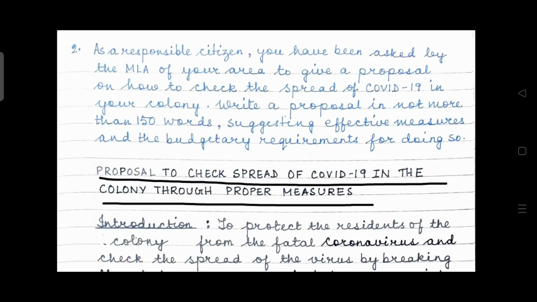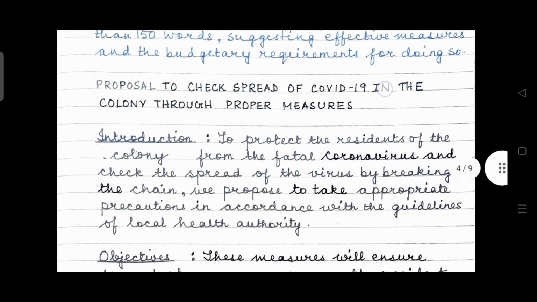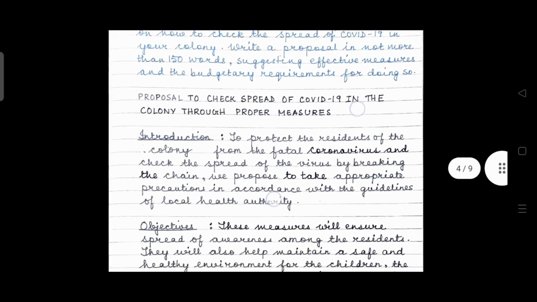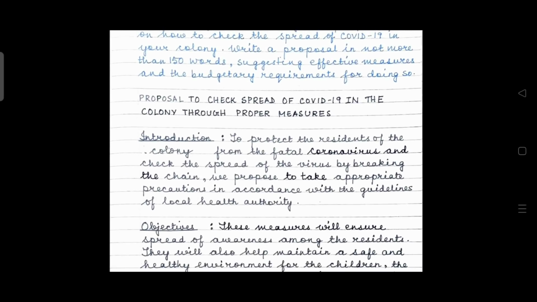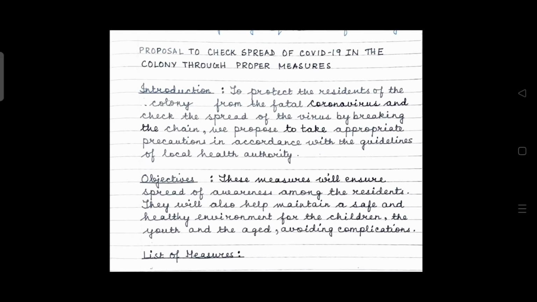Write in block letters, underline it. By now, you know these rules. And then leave another line and let's see the introduction. Let's read the introduction. To protect the residents of the colony from the fatal coronavirus and check the spread of the virus by breaking the chain, we propose to take appropriate precautions, the measures in accordance with the guidelines of local health authority. This is the introduction.